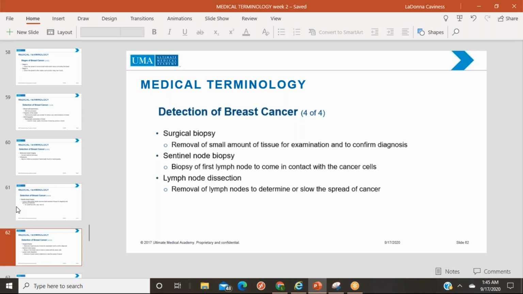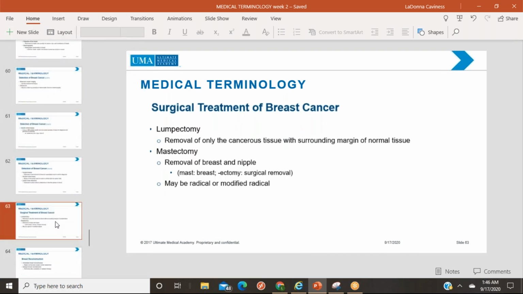Surgical biopsy, removal of small amounts of tissue for examination and to confirm diagnosis. Sentinel lymph node biopsy, a biopsy of the first lymph node to come in contact with the cancer cells. Lymph node dissection is removal of the lymph nodes to determine or slow the spread of cancer. Lumpectomy is removal of only the cancerous tissue with surrounding margins of normal tissue. Mastectomy is removal of the breast and nipple. Mast means breast, and ectomy is surgical removal; it may be radical or modified radical.